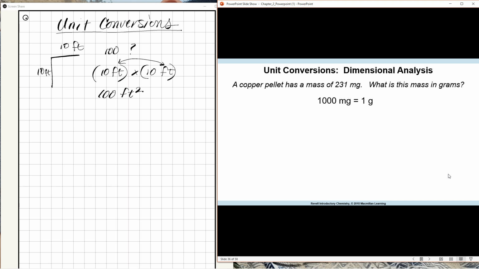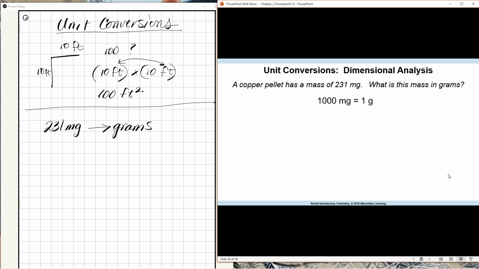Okay, so a copper pellet has a mass of 231 milligrams. What is the mass in grams? So we currently have 231 milligrams. We want the mass in grams. Remember, mass is represented with the unit of grams, unless stated otherwise. So we need to learn the conversion between milligrams and grams.